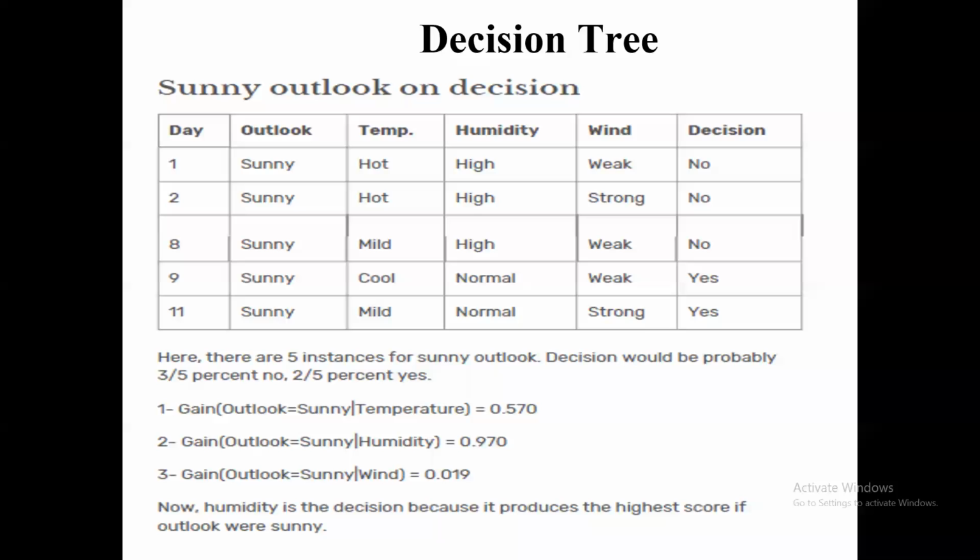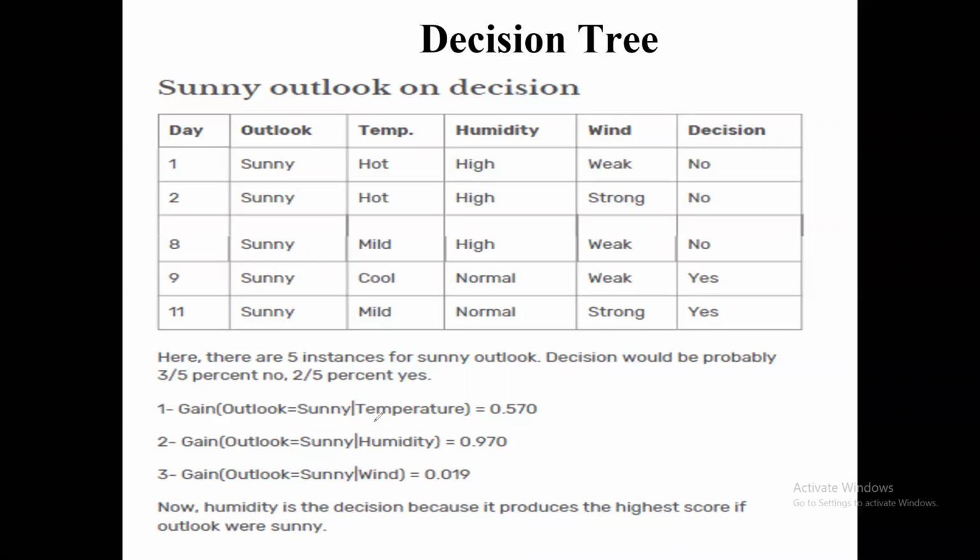Similarly, we can calculate the information gain for the rest of the features or attributes, given that outlook is equal to sunny. Here we can see the values, and by comparing them, we see that humidity actually has the highest information gain, which is 0.970. So what we should do is, if outlook is equal to sunny, we should in the next level split our decision tree according to the humidity attribute.